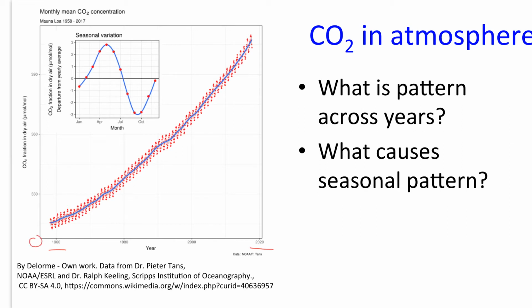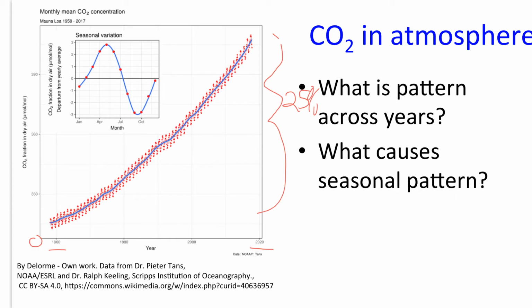What we're looking at here is an increase of about 20 to 25% of atmospheric carbon dioxide in this 50 or so year period. So a substantial increase. This goes along with the idea that anthropogenic influences are causing this, because the amount of burning of fossil fuels has increased dramatically during this time period.